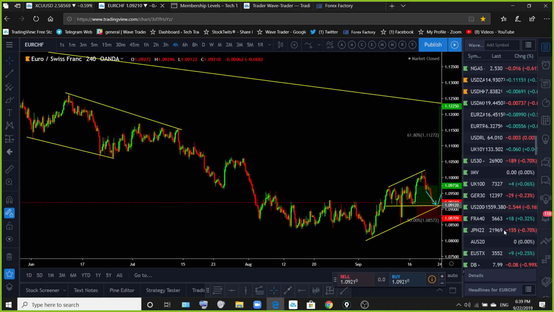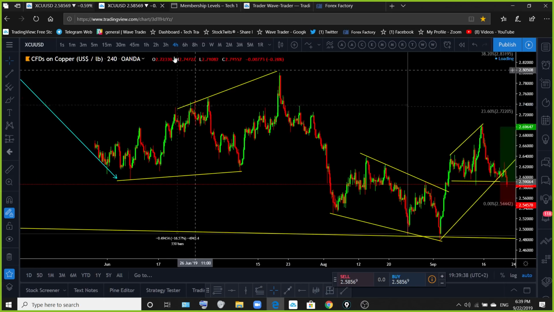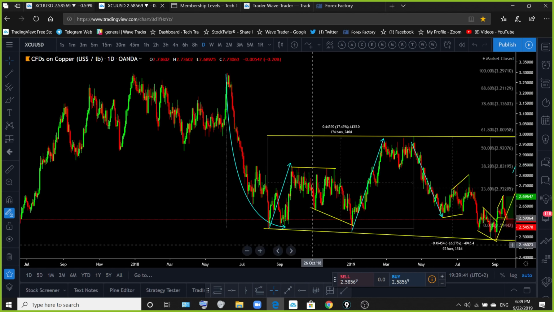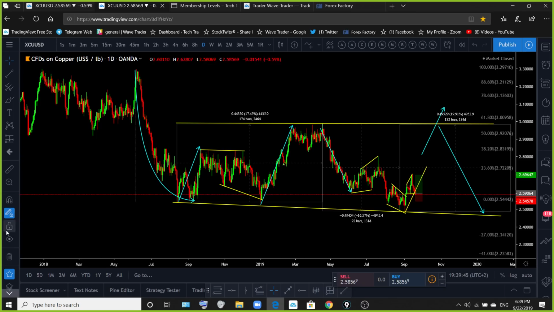Copper. Okay, so let's get to the clean chart.